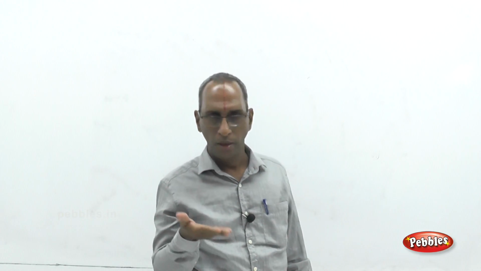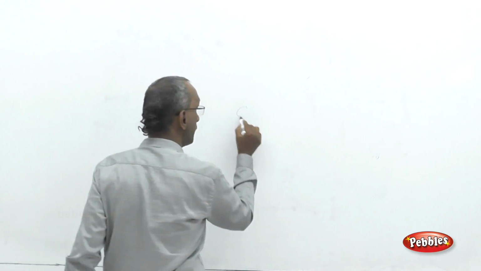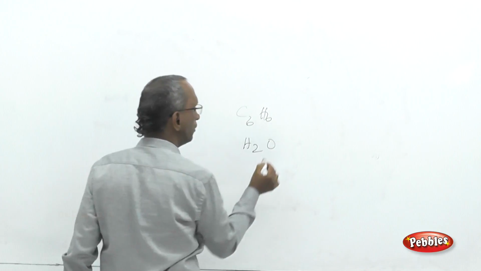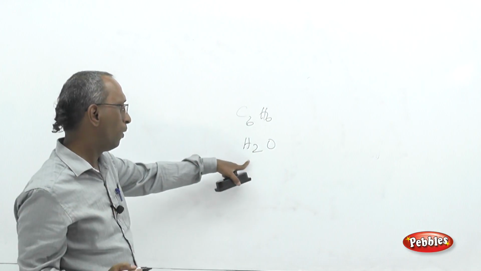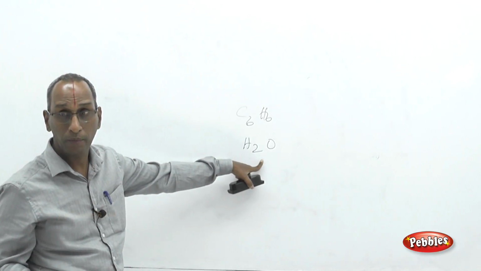And for a covalent bond, the polarity arises due to the difference in electronegativity. If there is no difference in electronegativity, compounds are non-polar. Benzene is a non-polar solvent. Water is a polar solvent. So benzene formula is C6H6. Water is H2O. So only 3 atoms are there, but it is highly polar.